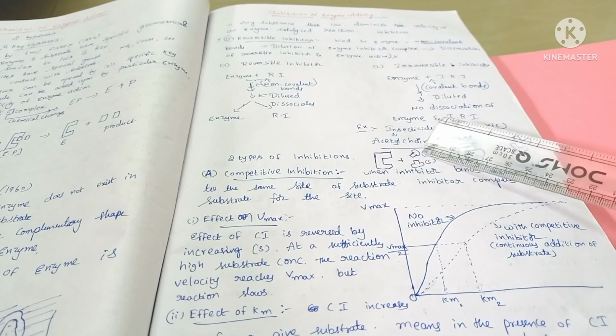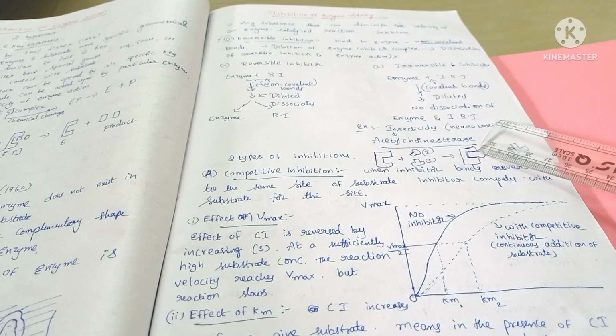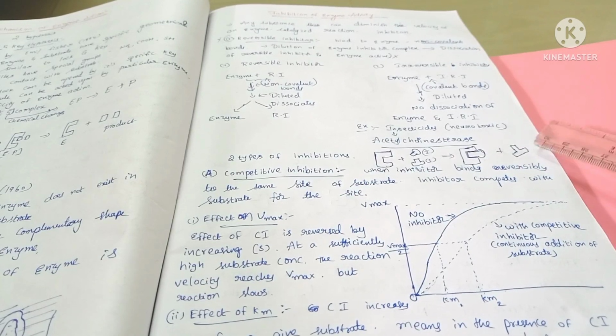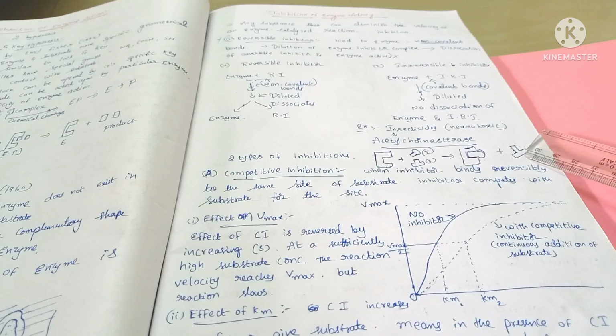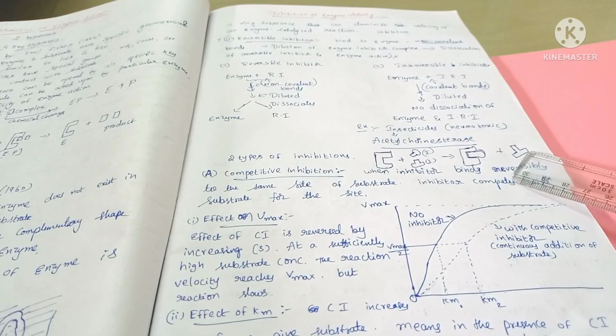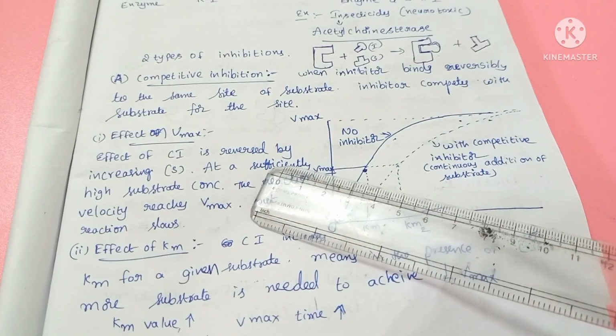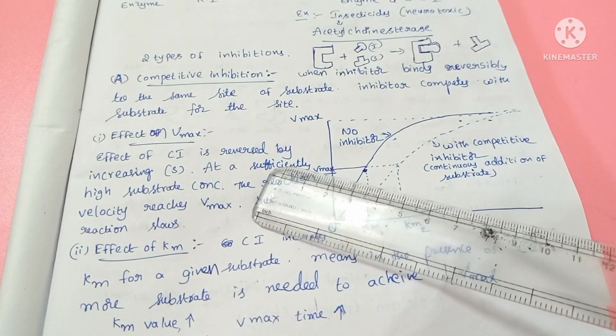And here see, instead of the substrate, the inhibitor binds in the active site of the enzyme. Finally, what will happen? The substrate will not bind with that and there is no enzymatic activity. There is no product formation. So this type of reaction is called competitive inhibition. Now we see what is the effect of competitive inhibitor on Vmax.